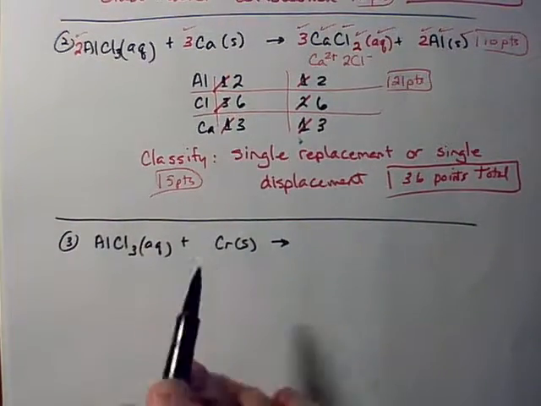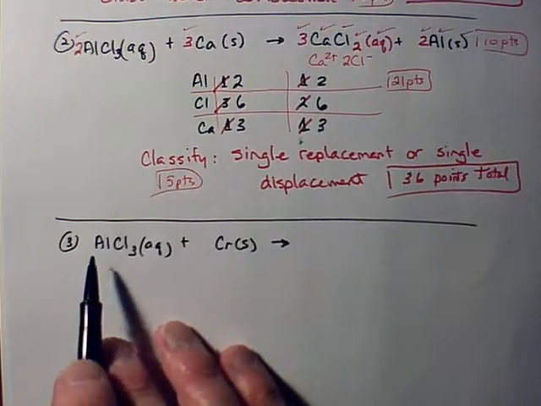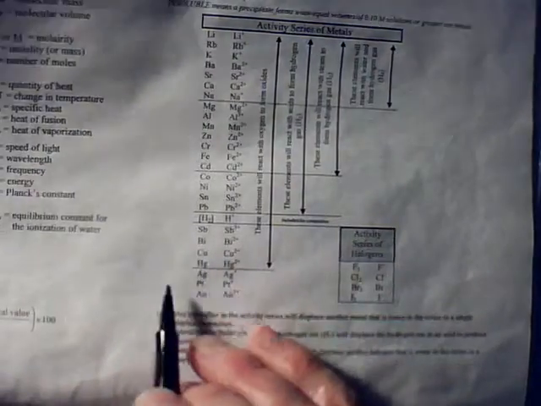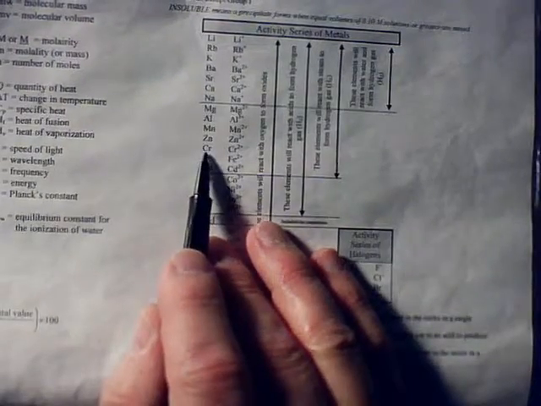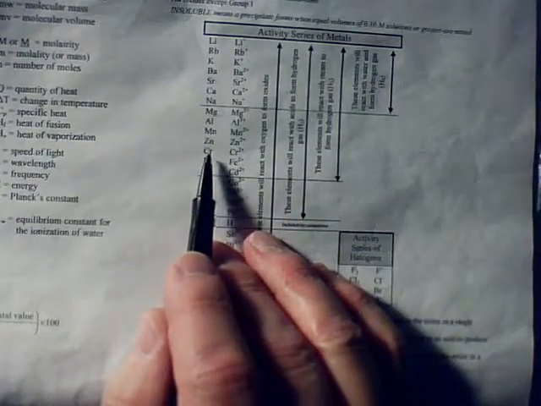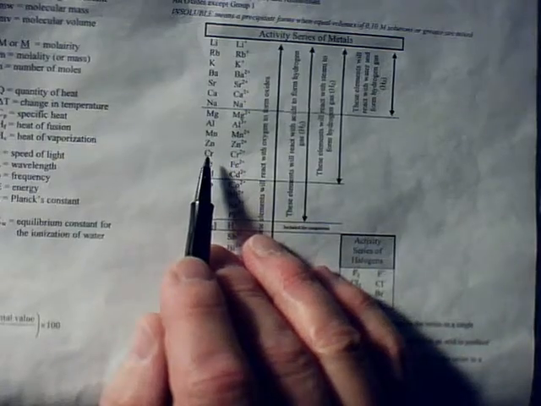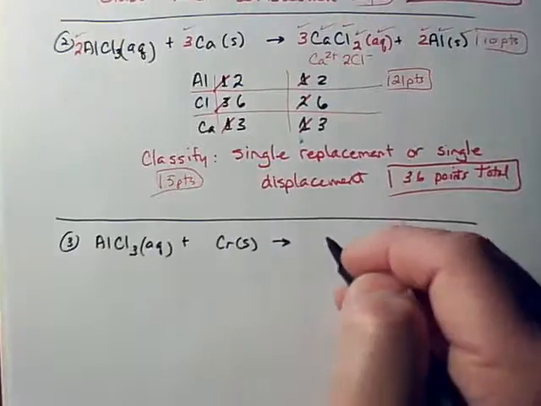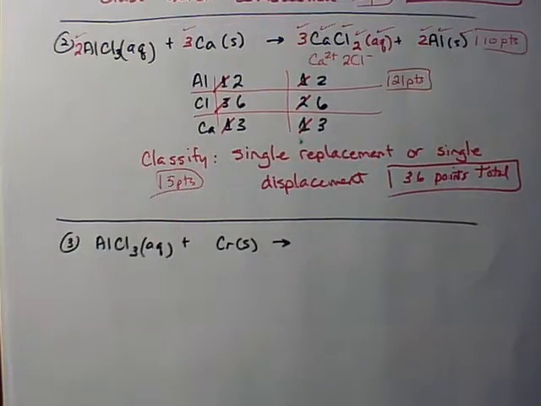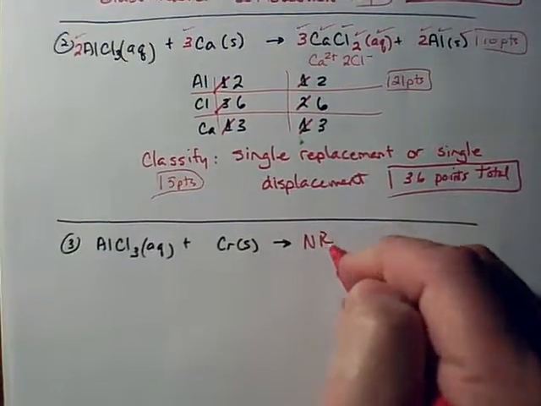Okay, so the first thing we want to do is to see if chromium is more active than aluminum. Okay? Well, here's chromium. Let me find. There's chromium, and there's aluminum. So chromium is the metal that's by itself, and it's not more active than aluminum. Therefore, there's no reaction. And the only thing you have to write is NR.